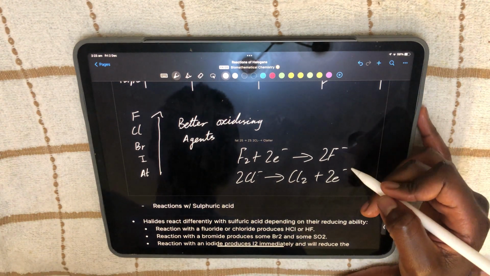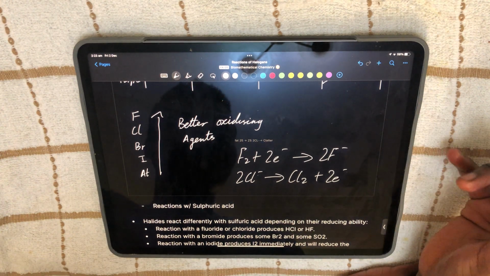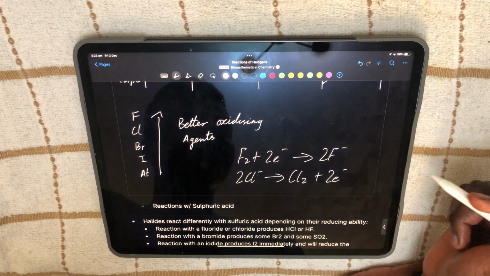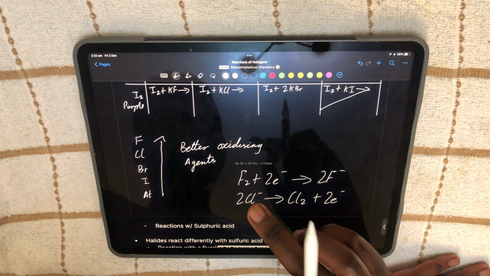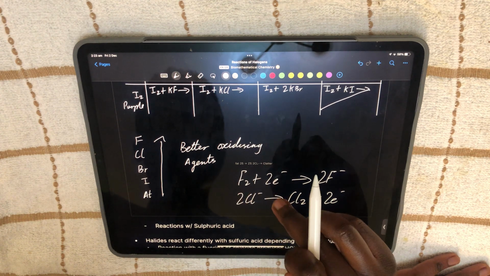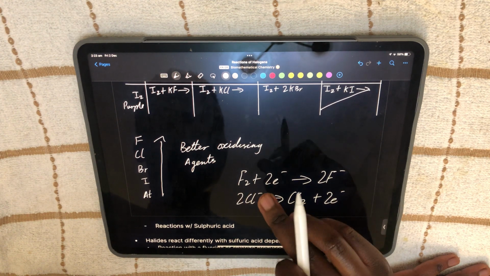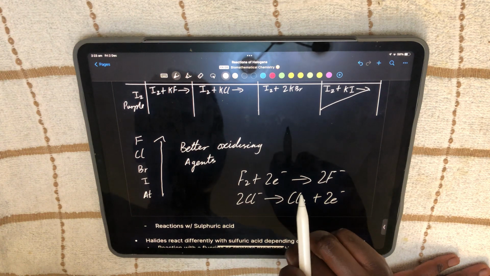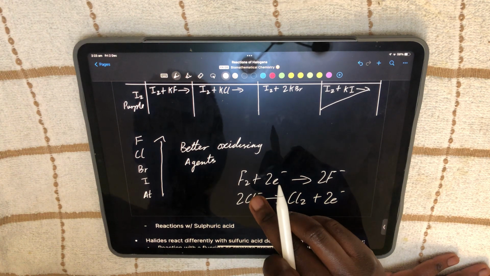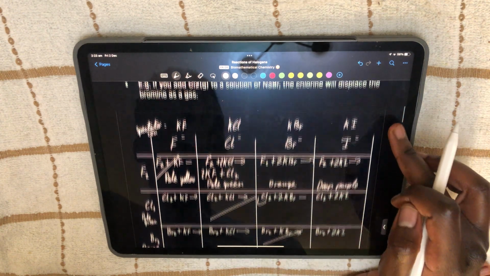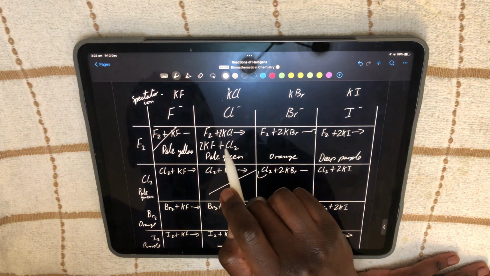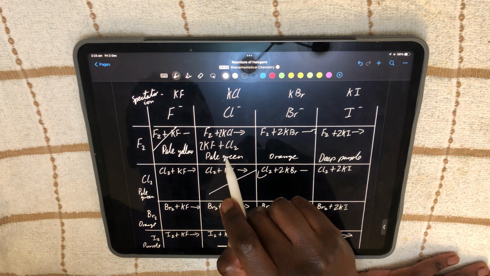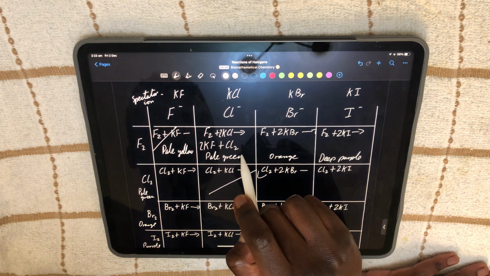There are other things when you get to year 2, when you learn about electrode potentials and all that, but for now, all you need to know is that F2 is a better oxidizing agent, and is therefore better at oxidizing the Cl minus, while itself being reduced. So this reaction, balanced, is F2 plus 2 KCl goes to form 2 KF, or potassium fluoride, plus Cl2.